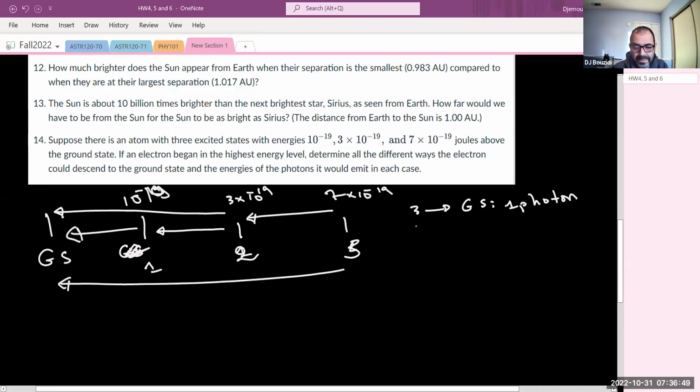Okay, so in here you have from 3 to 2, and you have two options in here: 2 to the ground state, or 2 to 1, and then to the ground state. So obviously this one will involve 2 photons, one from here and the second from here, and the other one will involve 3 photons.